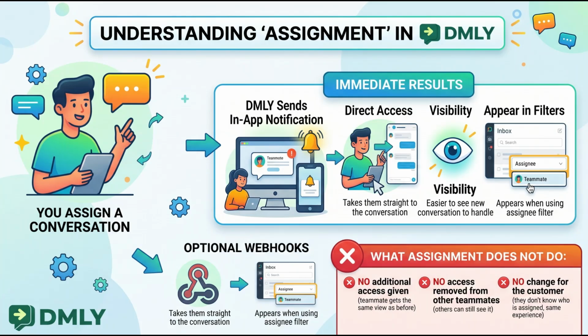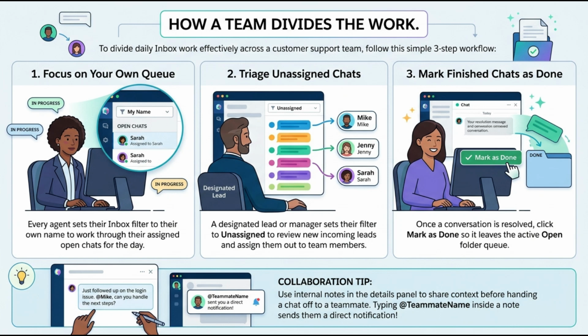What assignment actually does. When you assign a conversation to someone new, DMLY sends that teammate an in-app notification. The notification takes them directly to the conversation, making it easier for them to see that they have a new conversation to handle. The conversation will also appear when that teammate uses the assignee filter in the inbox. If your workspace uses webhooks, manually assigning a conversation also sends a conversation.assigned webhook. That's essentially what assignment changes. It does not give the teammate additional access, remove access from other teammates, or change anything about what the customer sees.